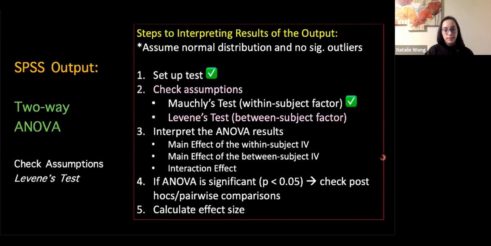Okay. So that assumption's checked off. For this example, we've assumed sphericity. Woohoo. Okay. Then we have to check Levene's test for our between subject factor.